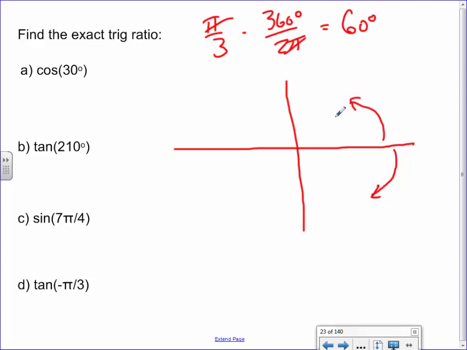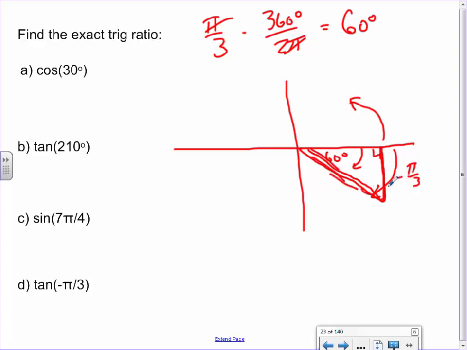How many degrees are there in like a half circle? 180. What happens when you cut that into thirds? 180 cut into thirds is going to be 60s. So we need an angle of about 60 degrees going backwards in this quadrant right here. So this is us going backwards pi over 3.